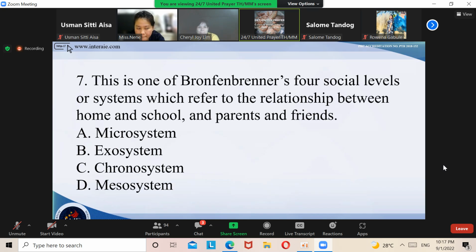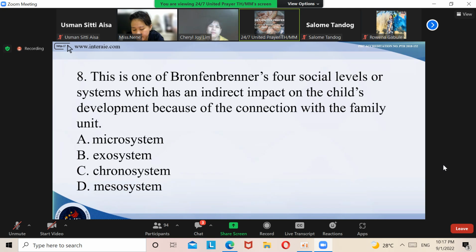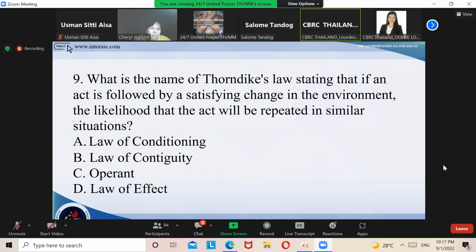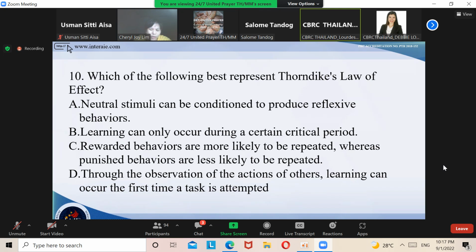Number seven. Anong answer dyan? Meso. Yes, meso system. Letter D. Correct po. Number eight. Micro system? It's exo. Exo, the indirect impact. Yes, indirect. Okay, question number nine. Contiguity.